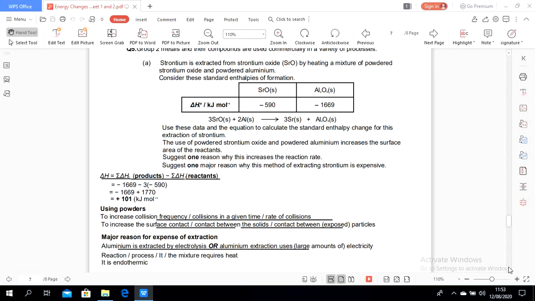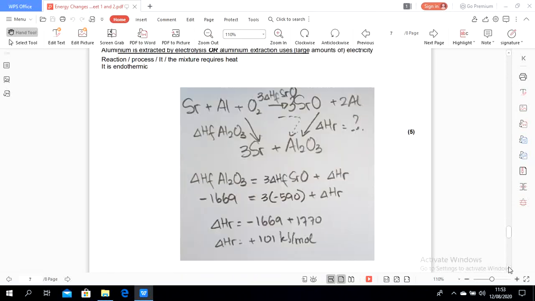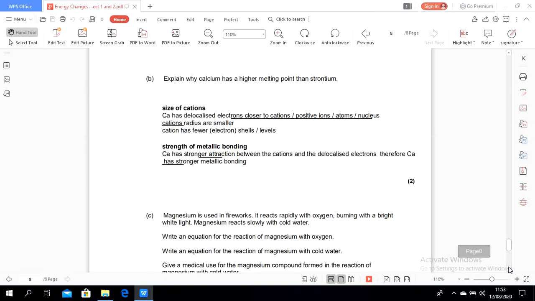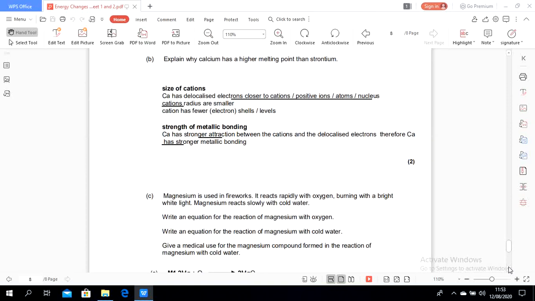Now let's continue to the next part, which is the last page. Explain why calcium has a higher melting point than strontium. We see based on the size of the cations, the cation radius, and then we can see from the data booklet.